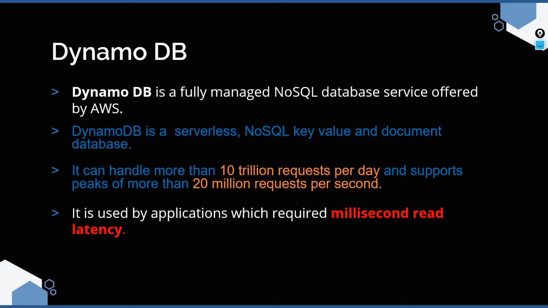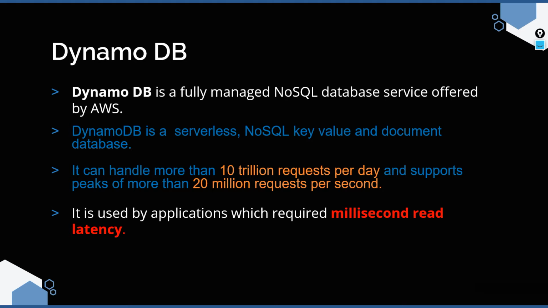So coming back to the slide, DynamoDB is a fully managed NoSQL offering by AWS. It is a serverless, key value and document based database. DynamoDB is able to handle up to 10 trillion requests per day and supports peaks of more than 20 million requests per second. So if you look at these numbers, do you think a traditional RDBMS will be able to process at this rate? It's almost impossible. So for that, you need something like DynamoDB to give you results. It is used by applications which require millisecond read latency.